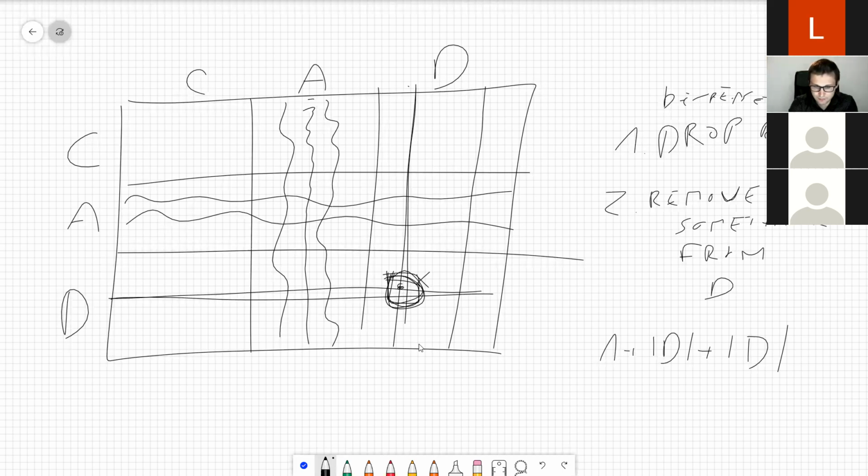And the last thing is we need to do something about free variables that are here, in D row and C column. And it's a little bit more complicated.